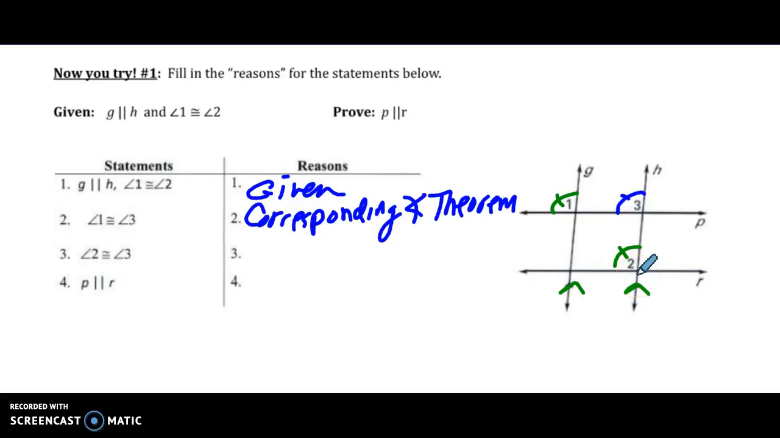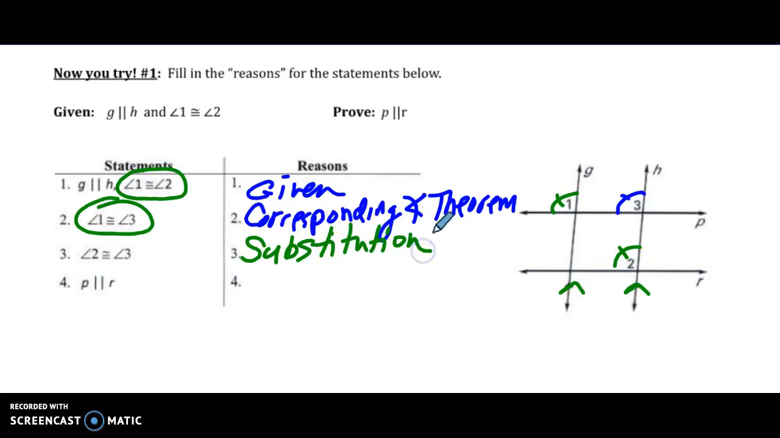Why can we say that? Well, we know that angle 1 and angle 2 are the same, angle 1 and angle 3 are the same, so that is substitution, or transitive property. And why can we now say that P is parallel to R?